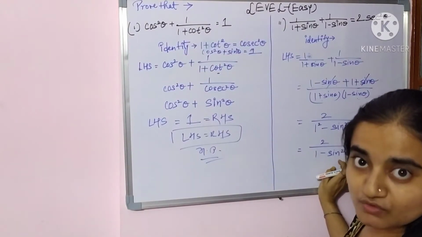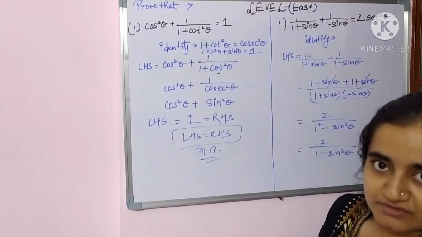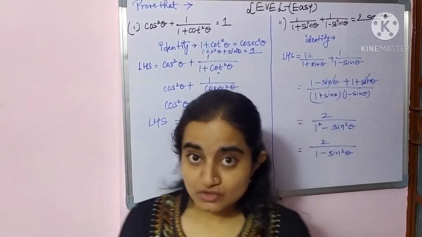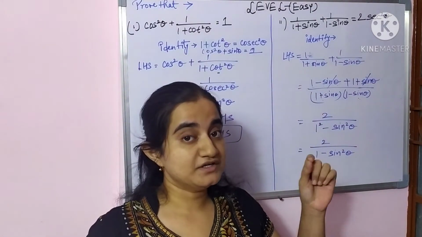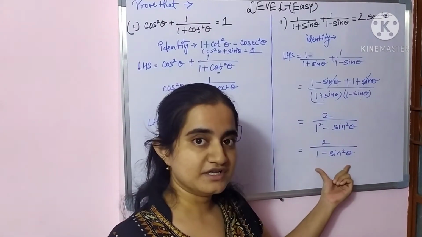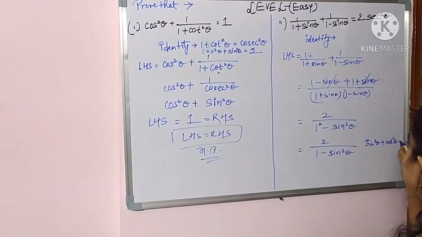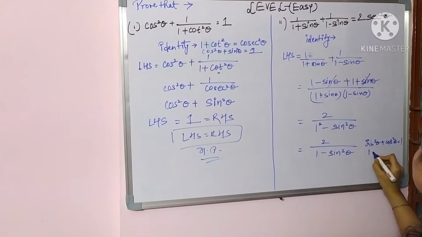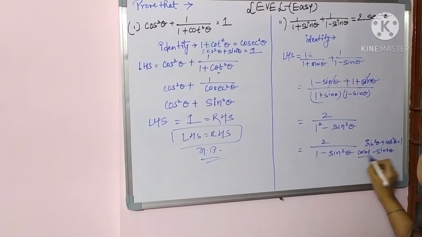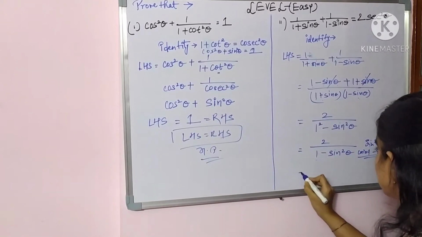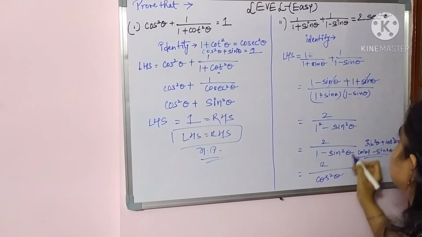There's a deadlock here. Now what will we do? Very easy. If there comes any deadlock in the question, you have to identify the identity hidden there. Here the hidden identity is sin square theta plus cos square theta equals 1. So 1 minus sin square theta equals cos square theta. So instead of 1 minus sin square theta, right here, cos square theta.